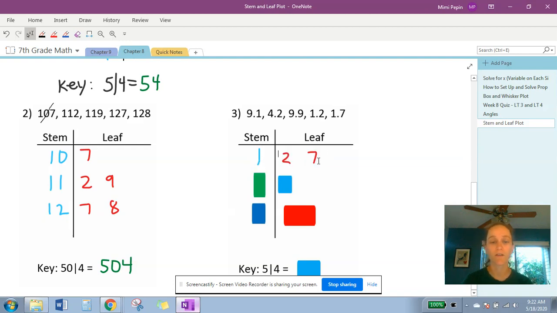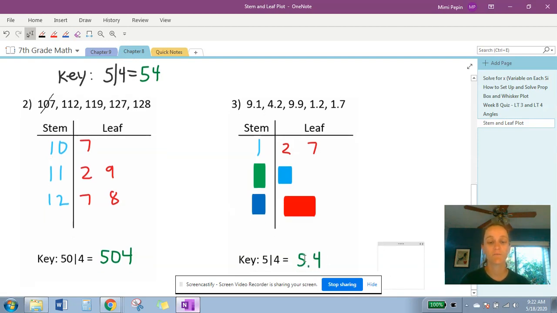and 7 for 1.7. But the problem here is if someone couldn't see what numbers are up here, this just looks like the number 12 and the number 17. So the key is really important here, where you're telling the reader that, hey, this isn't 54, but it's actually 5.4. This is telling the reader this is 1.2, 1.7, and I have 4.2, and I have 9.1 and 9.9.